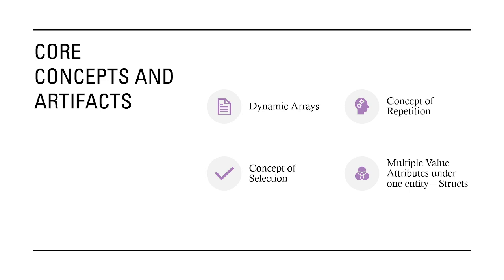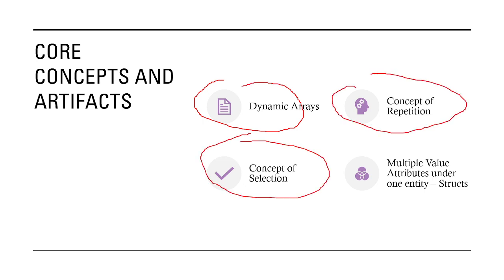So the core concepts and artifacts that I'll be explaining today will be the dynamic arrays, the concept of repetition, the concept of selection, and multiple value attributes under one entity, also known as structs.